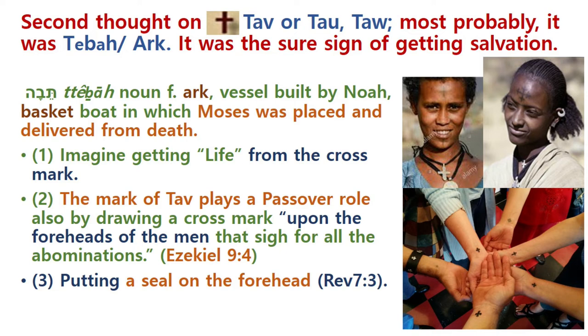Okay, many scholars assume it is also the cross mark upon the door frame. On the door, but there is a second one. Ezekiel clearly pointed to the place of the cross mark upon the forehead of man. They sigh and cry for all the abomination, all the sinful idol worship, all the abomination practiced in Jerusalem. They put on the cross mark on the forehead.